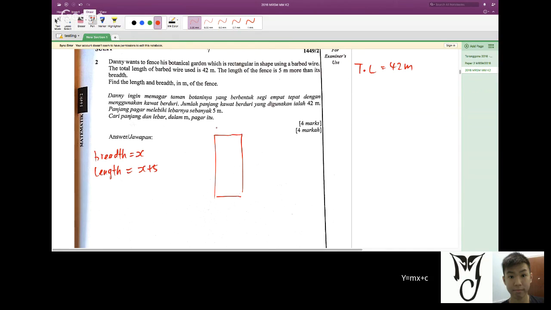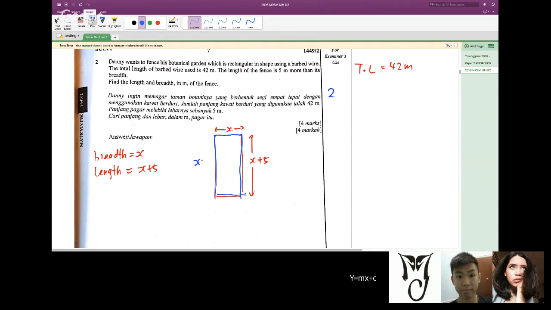So if over here I call it x, then from here to here this one should be x plus 5. Since I want to fence everything, I need to find the total perimeter. Here I have another x plus 5, so I should have double x plus 5, plus double x. Then I get 42.